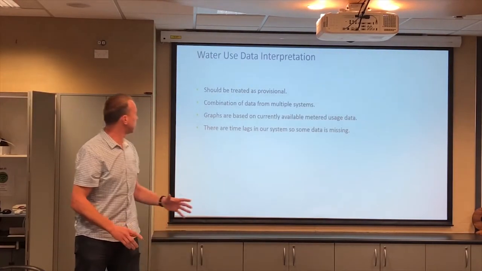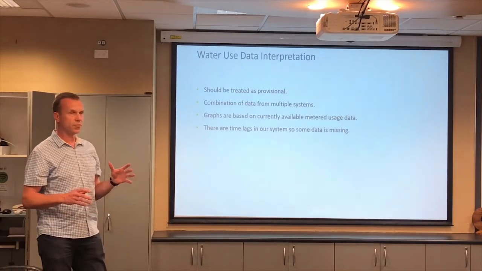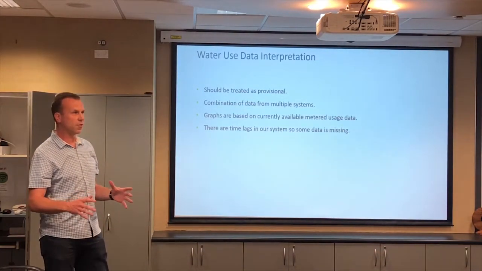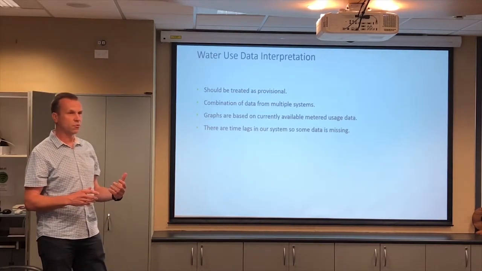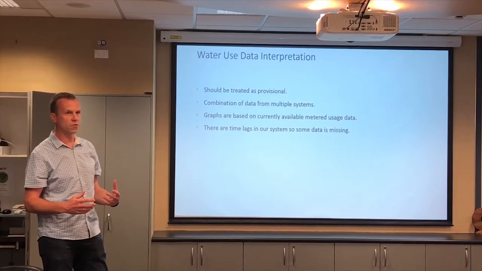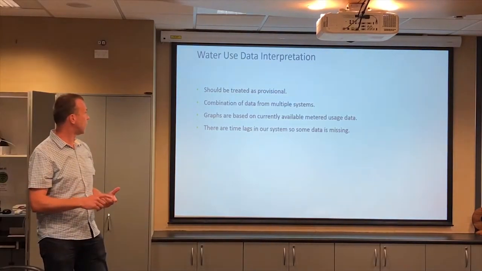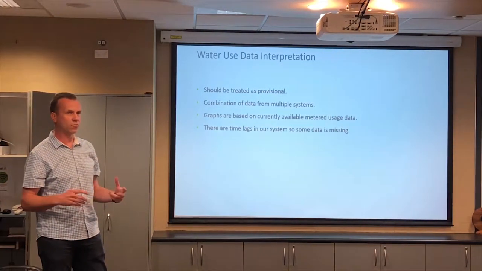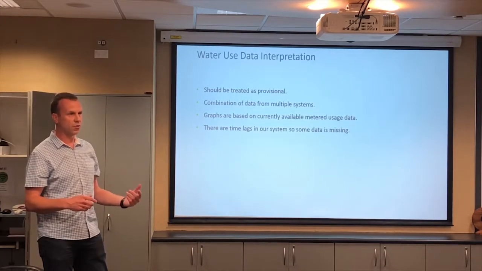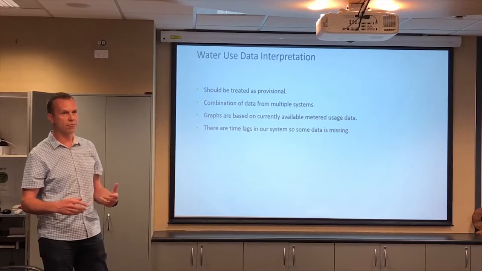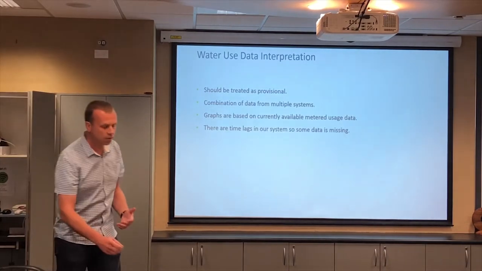So just from the start, some information about the data. It's classed provisional, just because of the way our systems are set up, pulling data from numerous sources, and there are some time lags in there, and this is all based on what we've got currently available at the moment. So the numbers next time may be slightly different because we've got more information.